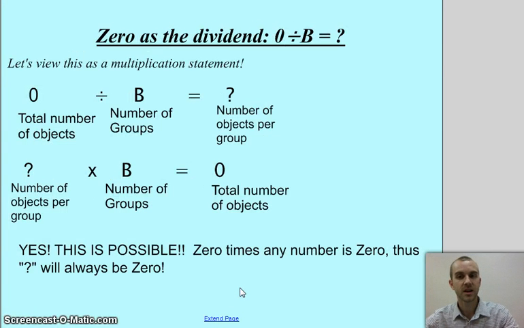Now when we talk about dividing by 0, where 0 is in the dividend, we have the total number of objects is 0 divided by the total number of groups. Anytime we do that, that's going to equal 0. And the reason we know this is because we can use the multiplication statement to help us out. What number times B will equal 0? Well, 0 times anything always equals 0, so this is possible.